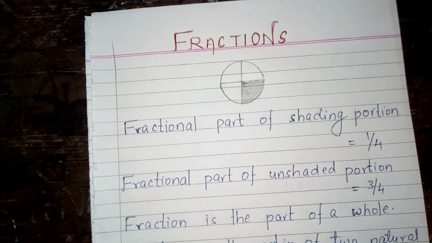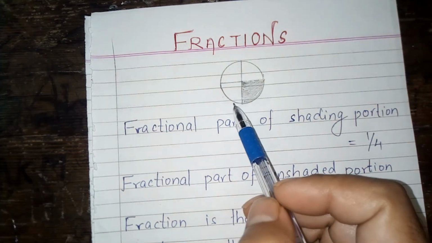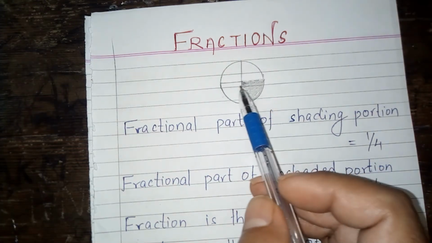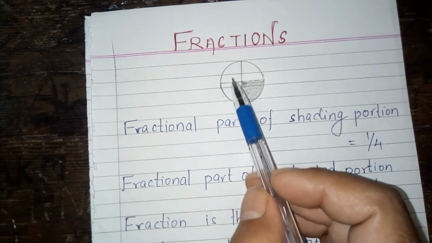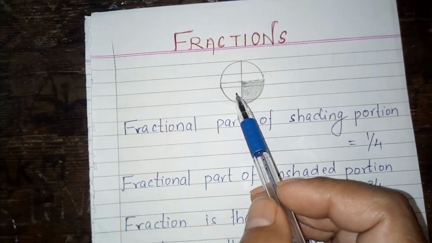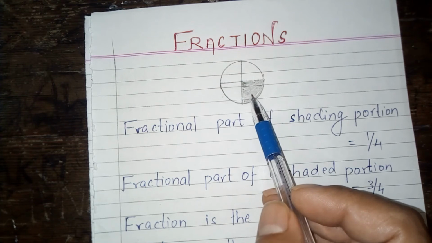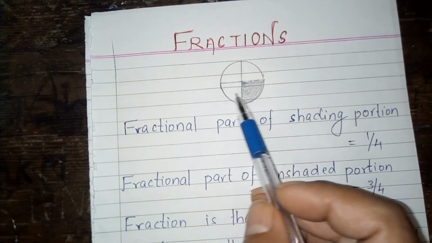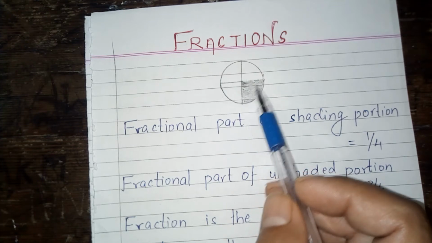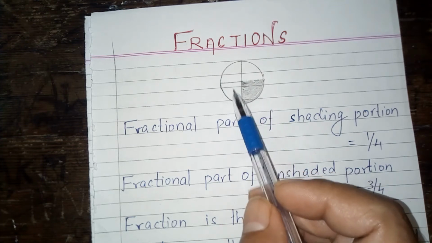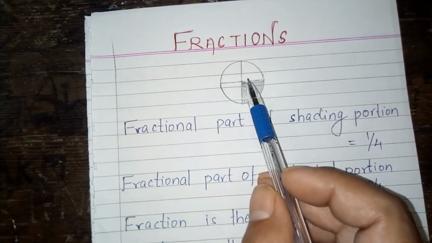Now today let us discuss our new chapter, fraction. What is the meaning of fraction? I just want to give one example to you. Suppose this is one circle, okay, and this circle is divided into four equal parts. Now in these four equal parts only one part is shaded, and the other three parts are not shaded.